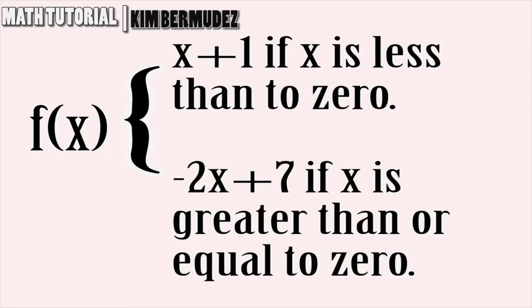This is another example of a piecewise defined function. Let's evaluate f of x when x equals negative 3 and x equals 2. Always remember that evaluating a piecewise function adds an extra step to the whole proceedings. We have to decide which piece of the function to plug and chug into.